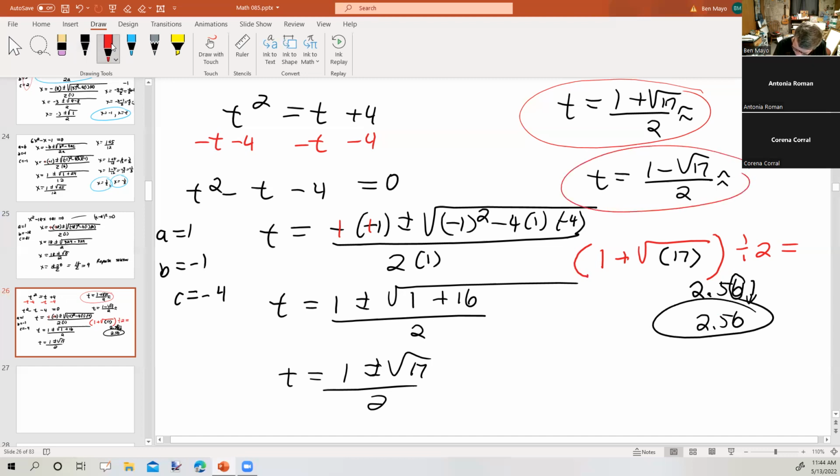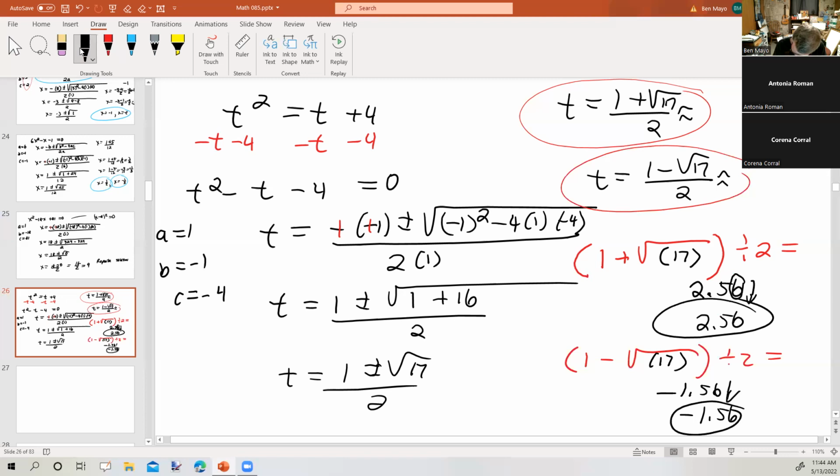Then let's deal with this. So that's going to be 1 minus the square root of 17. Again, closing up the whole thing, divided by 2 equals. And I get for this negative 1.561. So that would become negative 1.56 because the 1 would round down.